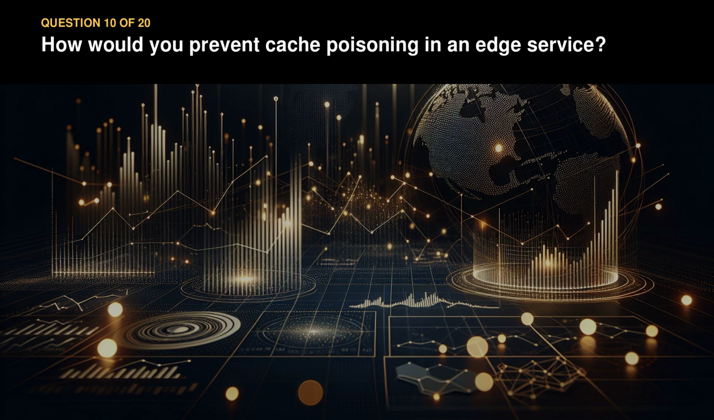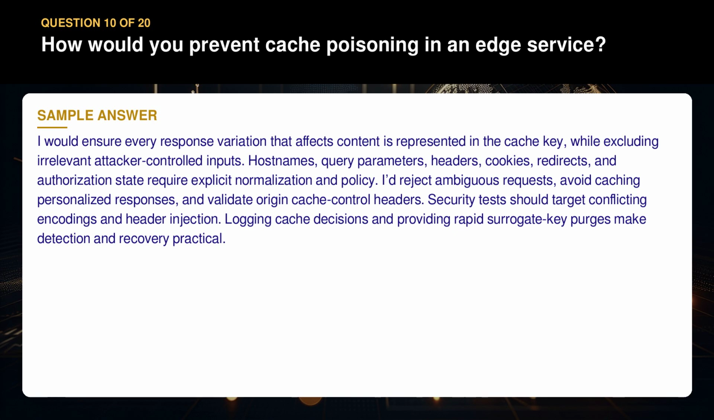Question 10. How would you prevent cache poisoning in an edge service? I would ensure every response variation that affects content is represented in the cache key, while excluding irrelevant attacker-controlled inputs. Host names, query parameters, headers, cookies, redirects, and authorization state require explicit normalization and policy. I'd reject ambiguous requests, avoid caching personalized responses, and validate origin cache control headers.